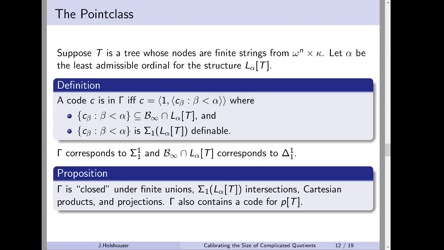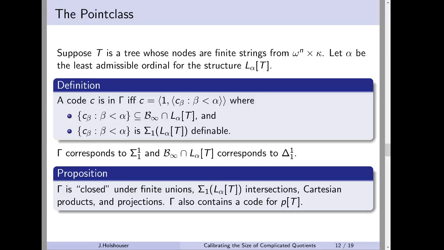Well, first let's just define our point class. We're going to start with a tree, something maybe witnessing that something is Suslin. We're going to pull out a little inner model theory that I don't really want to get into, but alpha is going to be the least admissible ordinal for this modification of alpha. This just means it satisfies a good amount of ZFC. In particular, it satisfies something called Sigma zero collection, which means you start with things in there, you do simple enough operations, they stay in there.